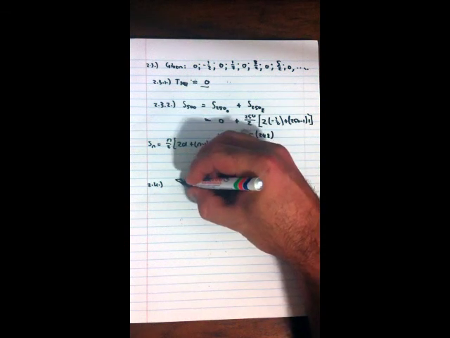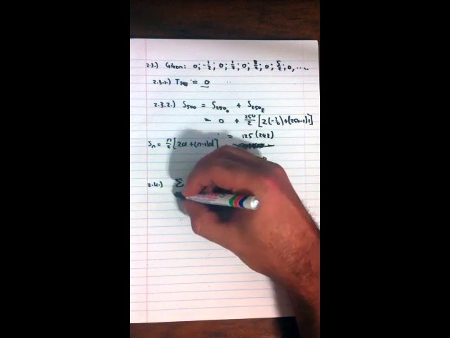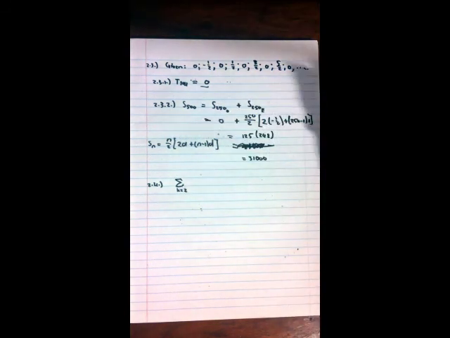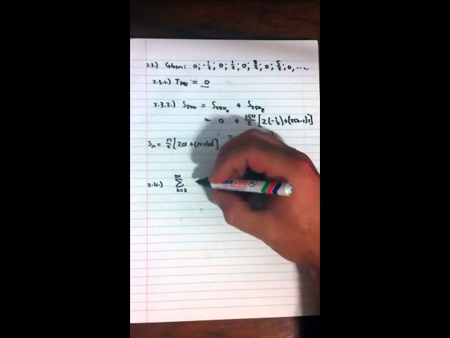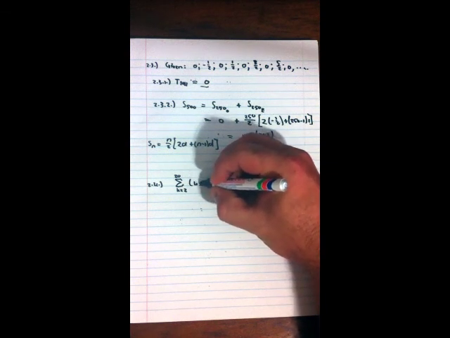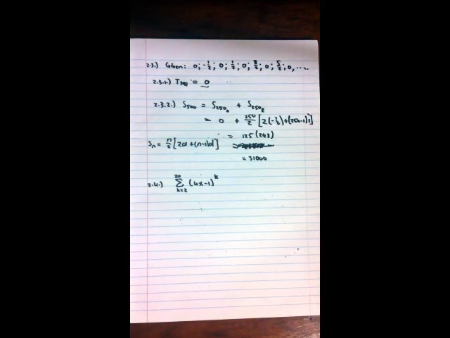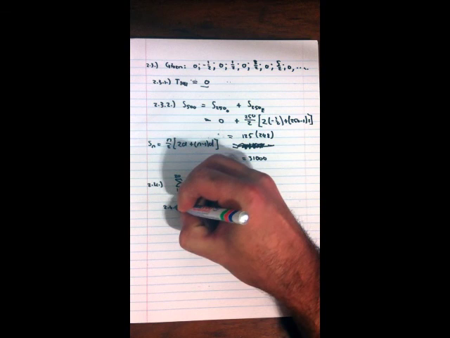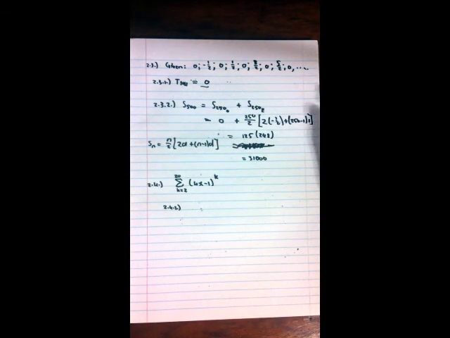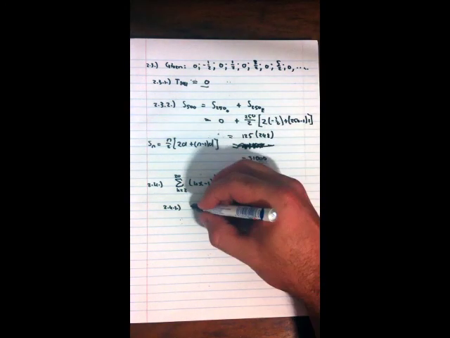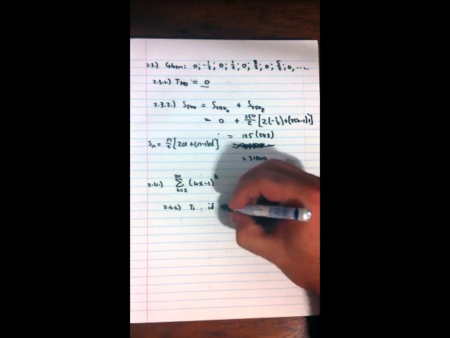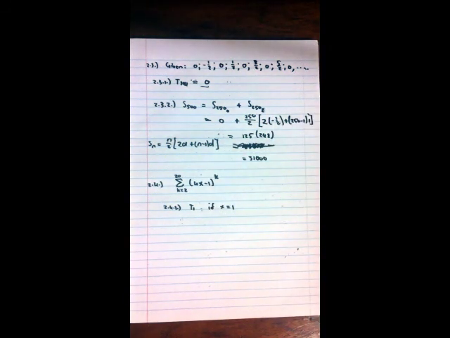Now we are given this symbol, which means the sum from k equals 2 to 20 of this expression, 4x minus 1 to the power k. Okay, 2.4.1. Let's see what they have for us. Calculate term 1 if x equals 1. So find the first term if x equals 1.